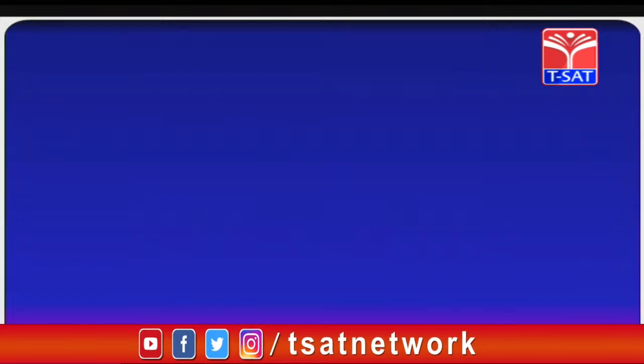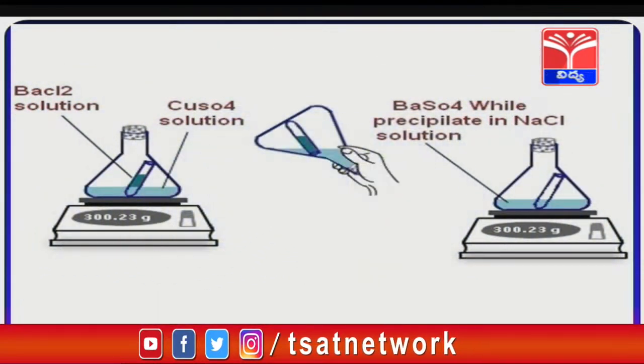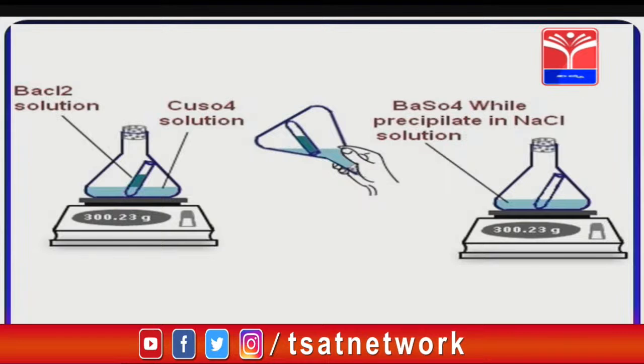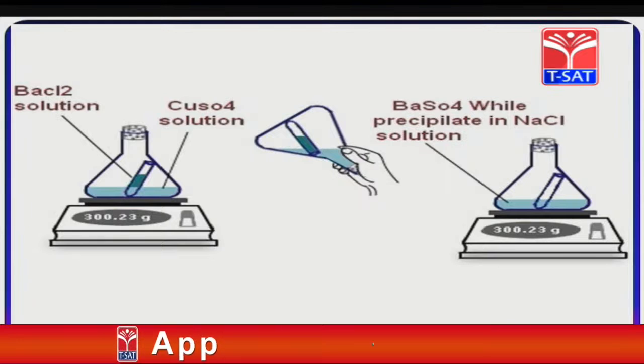Let us see one more example. Here in a conical flask, copper sulphate solution is taken and in the test tube barium chloride solution is taken. So, before the reaction takes place, the weight of the reactants was recorded and the weight of the reactants was 300.23 grams. You can see the test tube is placed inside the conical flask, the reactants are separate, so the reaction is not taking place.